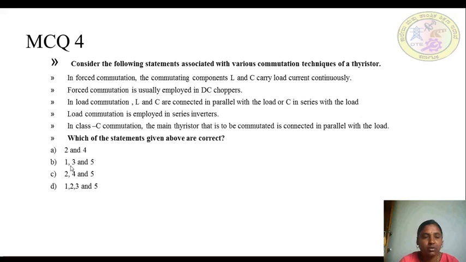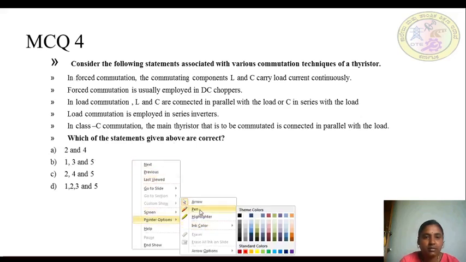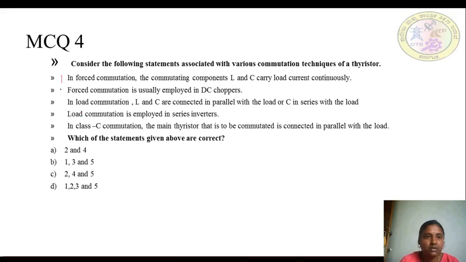The options are: 2 and 4, or 1, 3 and 5. That is, this is 1. This is 2. This is 3. This is 4. And this is 5. So which statements are correct? The answer is 2 and 4.